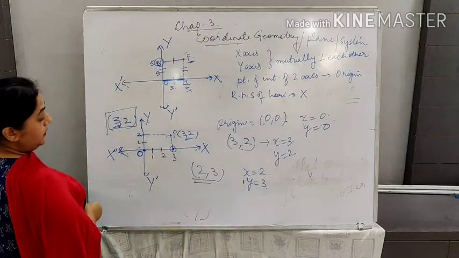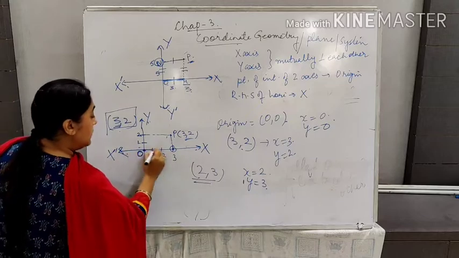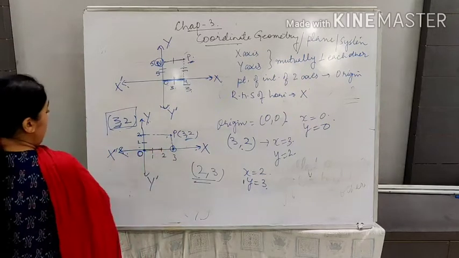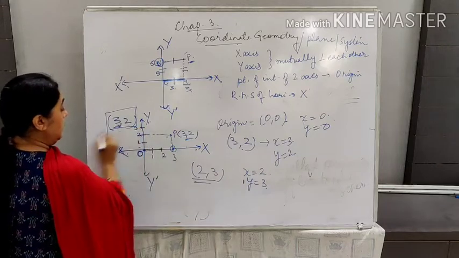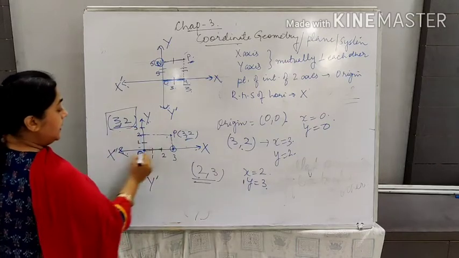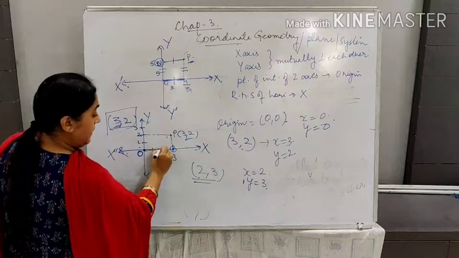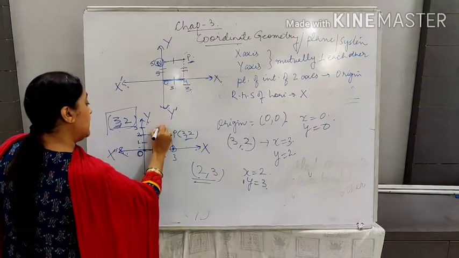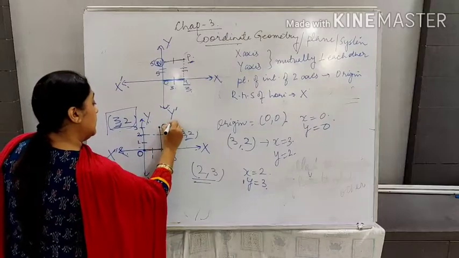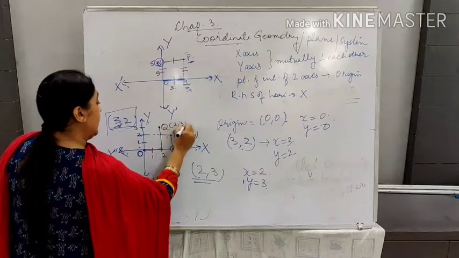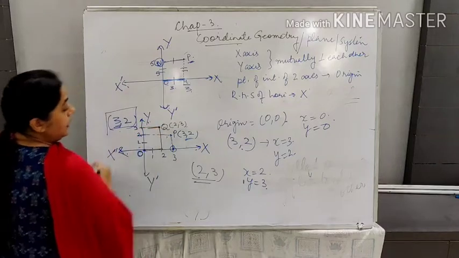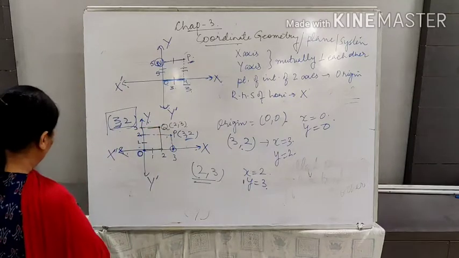Let us try to locate it. X is equal to 2 means this. Please check it out. And y is equal to 3. Where is y is equal to 3? Now, when you are here at 2, you will move 3 ladders up. So, this is Q, 2, 3. Can you locate it?